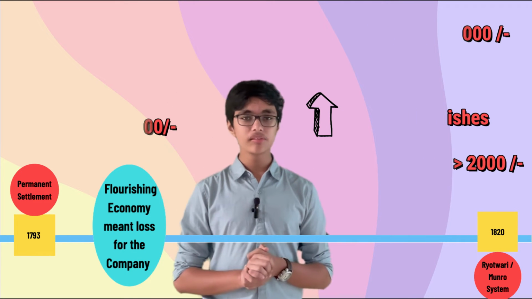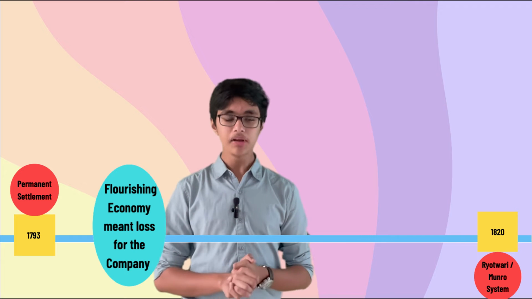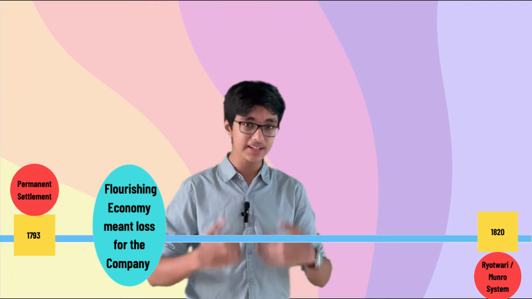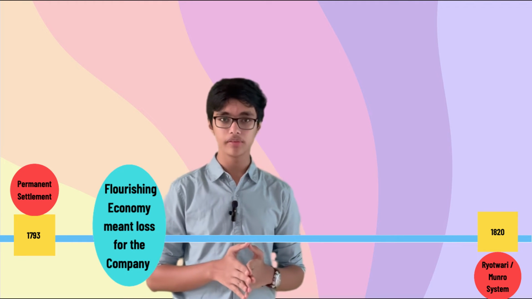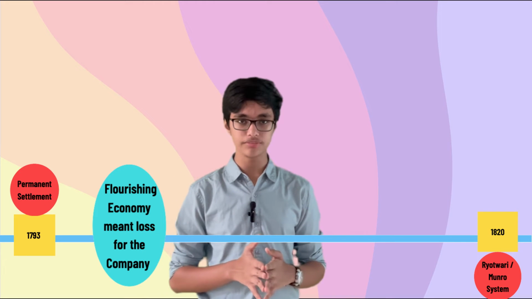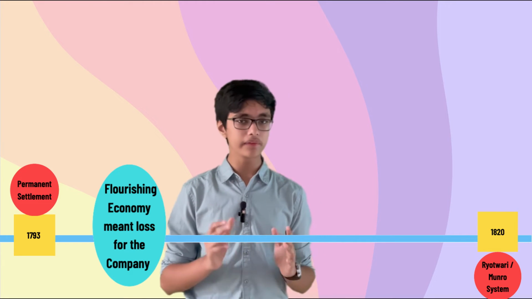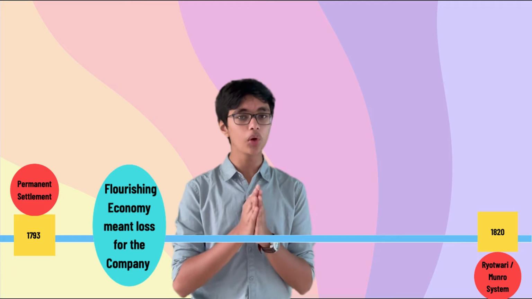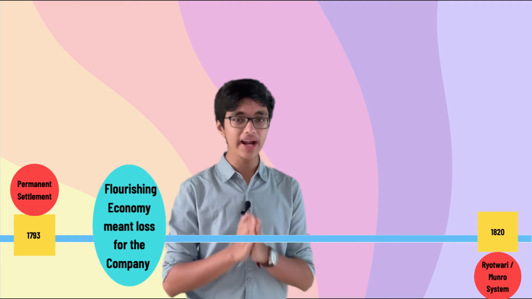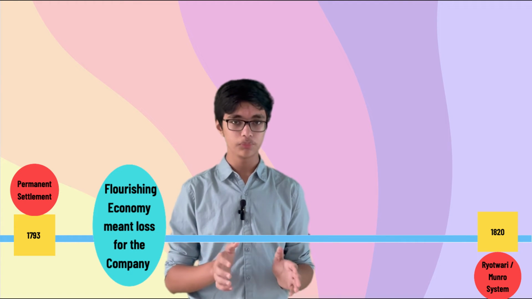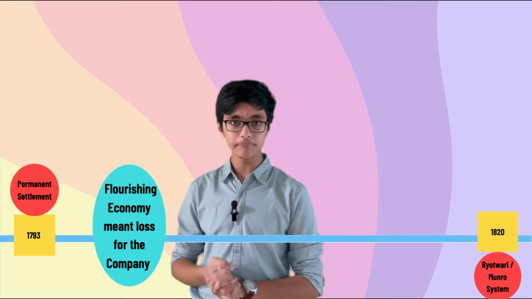The second is the fact that these zamindars were extracting high amounts of rents from the peasants, some of which the peasants could not even pay. Now, according to the terms of the act, if someone could not pay the rent, then their lands would be auctioned off, which means they would be sold to other people.